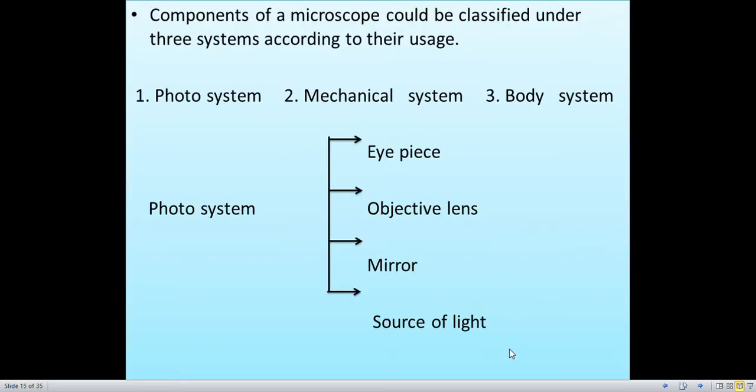Components of a microscope could be classified under 3 systems according to their usage. What are they? Photo system, mechanical system, body system. Photo system consists of the eyepiece, objective lens, mirror, a source of light. Sometimes electric bulbs are fixed to those microscopes. You may have seen.